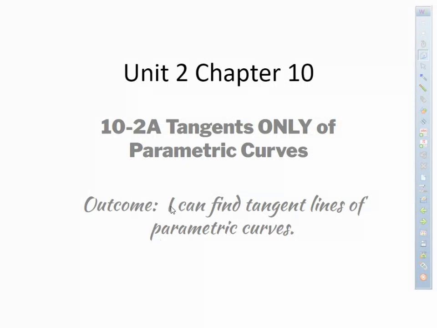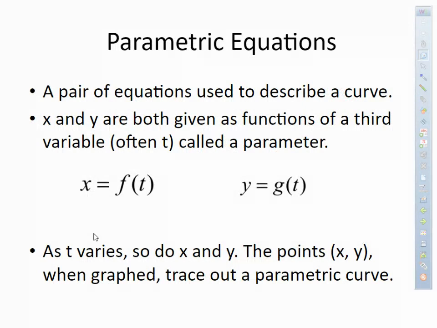So we are doing section 10.2, so the second target in chapter 10, which actually is our unit 2. We're only going to do tangents, so this section involves some other things. So we're doing tangents only on this particular presentation of parametric curves. So your outcome for 10.2a is I can find tangent lines of parametric curves. So we're going to do derivatives of a parametric curve.